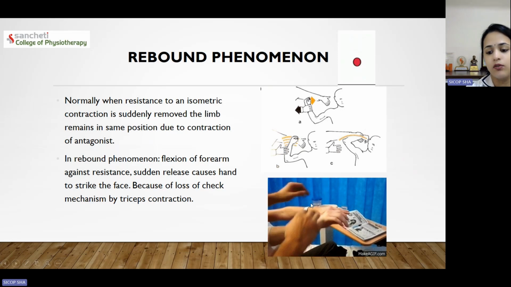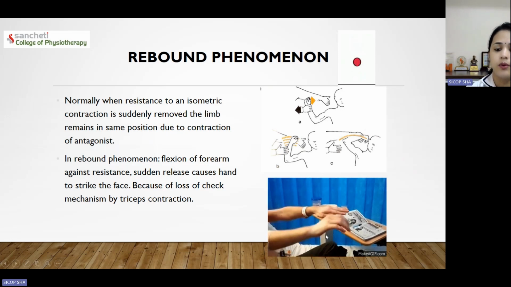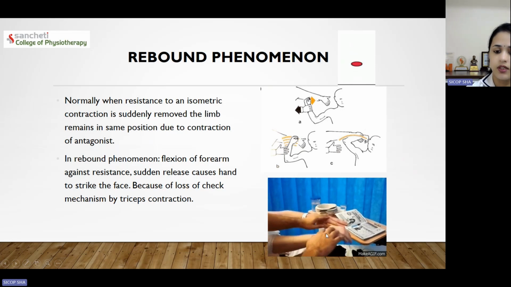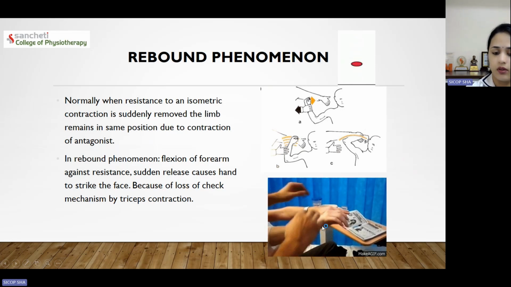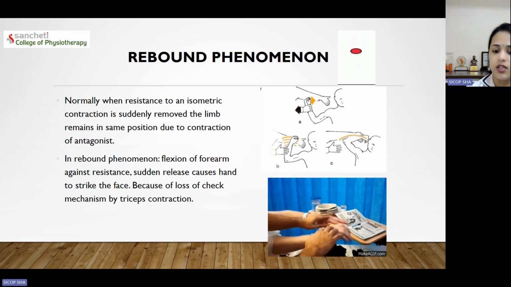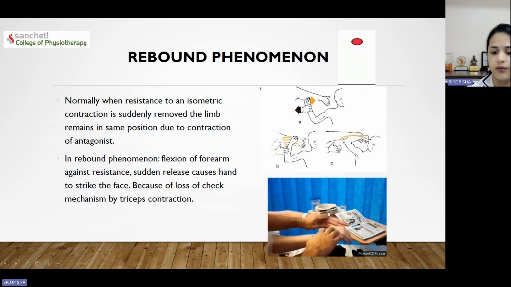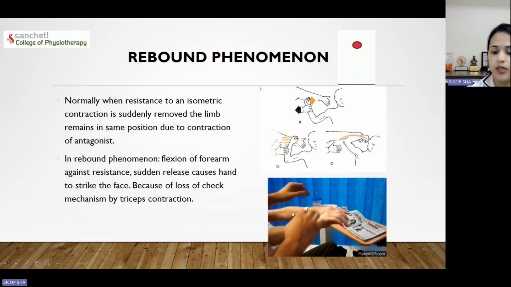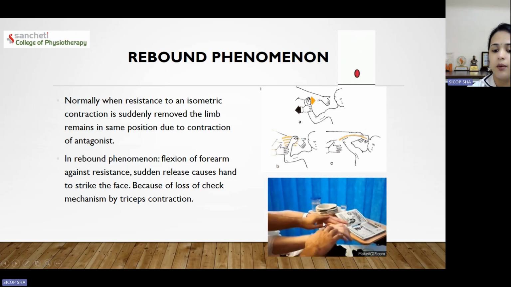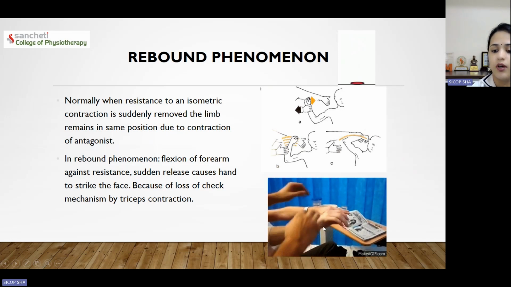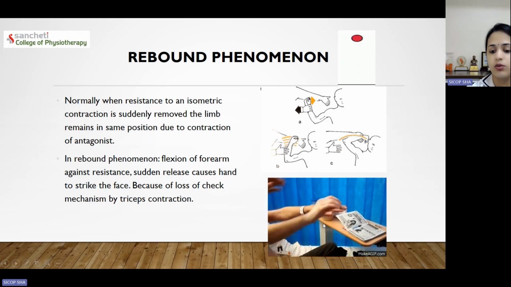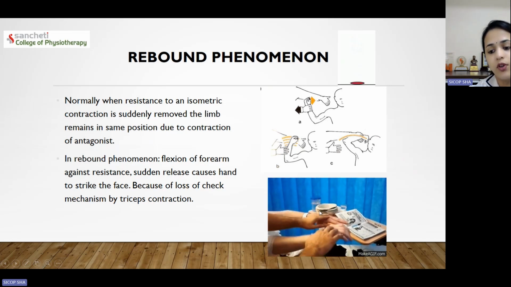You can see over here in this video, the therapist is resisting elbow and shoulder flexion. When the resistance is suddenly removed, the hand can be seen rebounding into flexion and extension. You can see the normal side and the affected side. The normal side stays at the same place, but the affected side moves into flexion and extension. So this is called the rebound phenomenon.